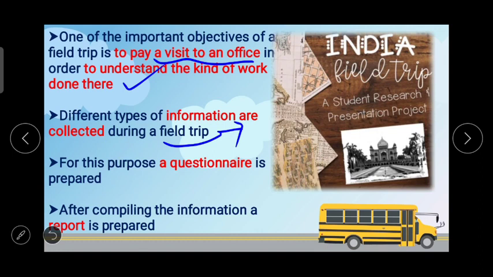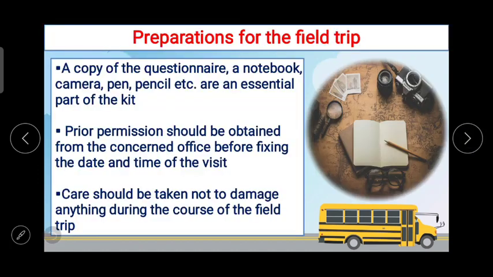You can mention all these things in your report. So, the report is the thing which gives an idea about your field trip. Now, one by one we will try to understand what preparation is important, or which things we should consider before a field trip. So, preparation for the field trip: a copy of the questionnaire. This one is very important in the field trip.